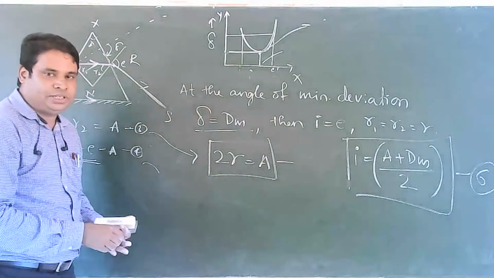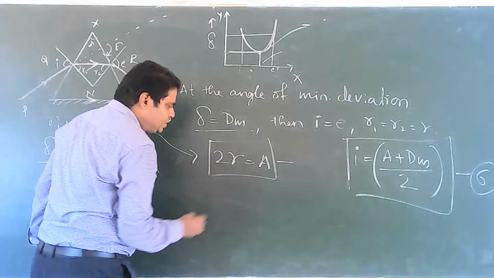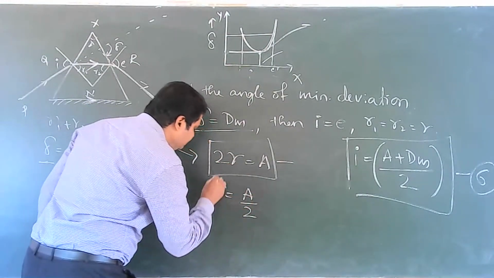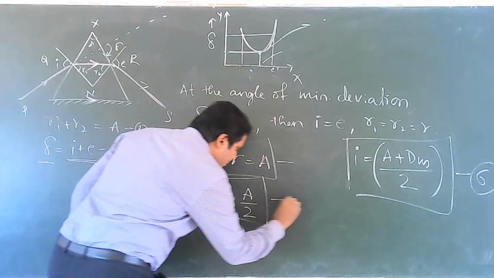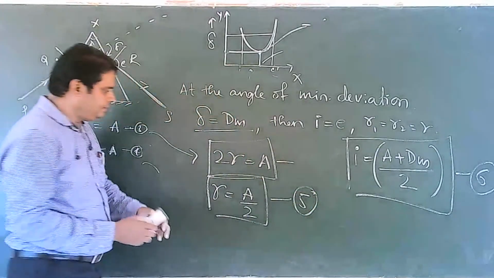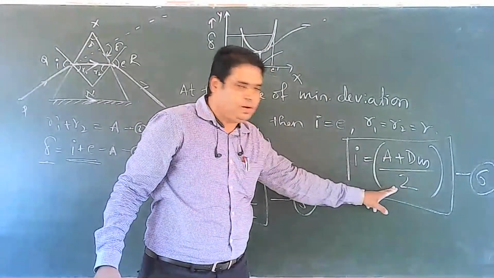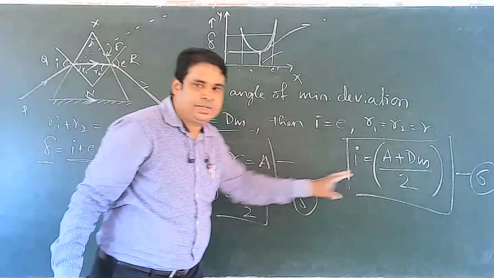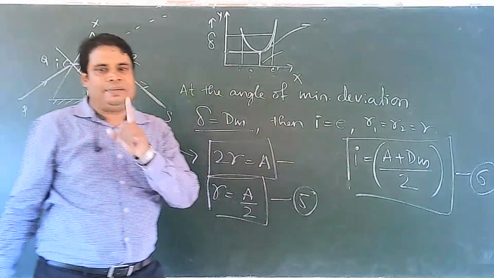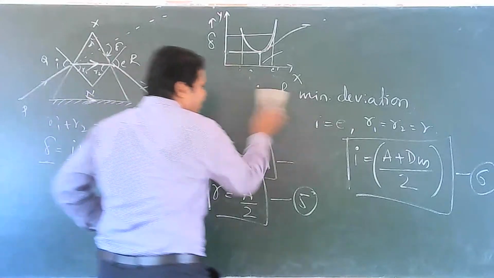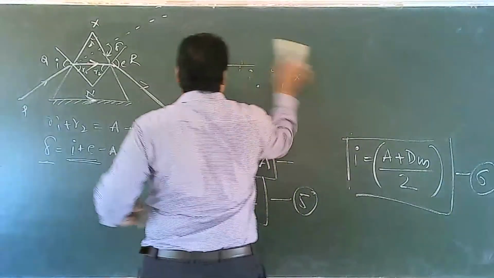Here, I just forgot to mention one more thing. It's 2R. What about R? R is equal to A by 2. This is equation number 5. R is equal to A by 2, I is equal to A plus delta m divided by 2. These two equations are very important. And we are almost there at the end of the derivation.